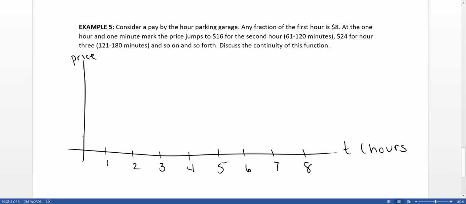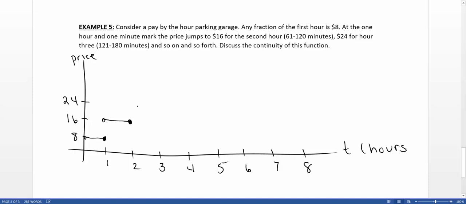So we know that for the first hour, it's going to be $8 all the way up until the 1 hour mark. But then the price is going to jump to $16 for any amount of time over 1 hour. So we're going to put a hole there because right at the 1 hour mark, it's still $8. And then all the way up to 2 hours is $16.